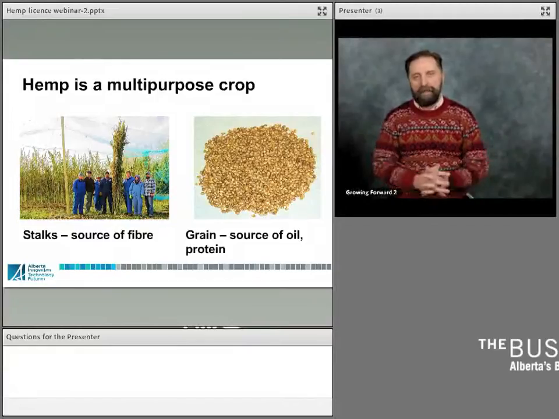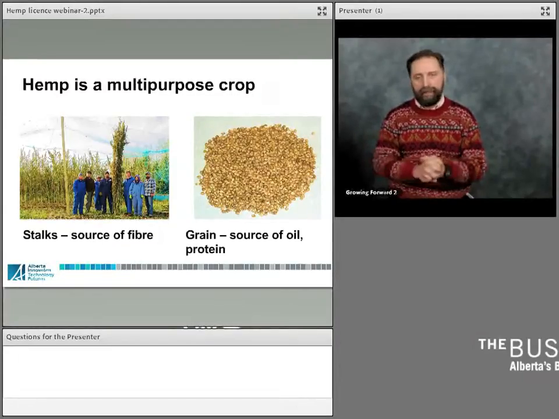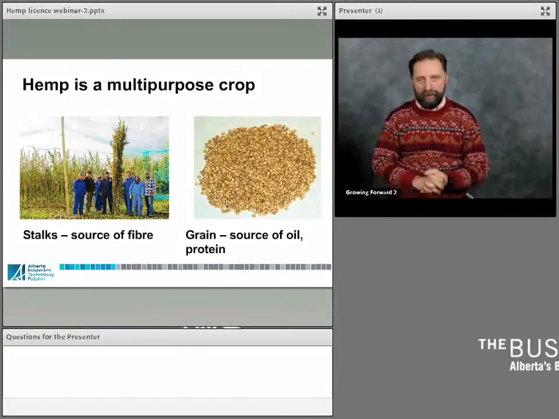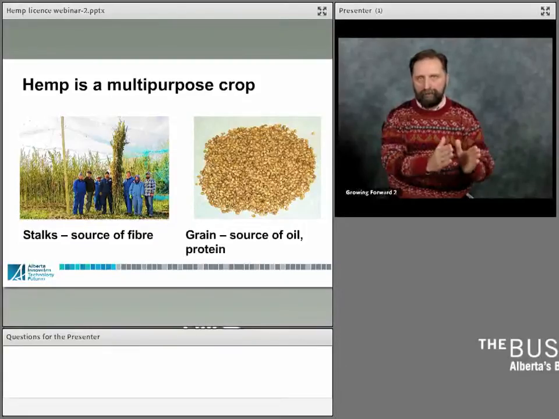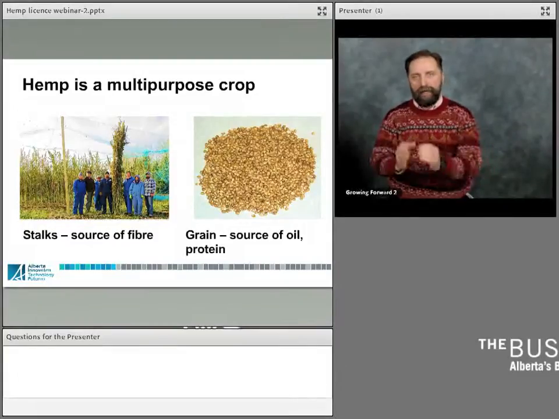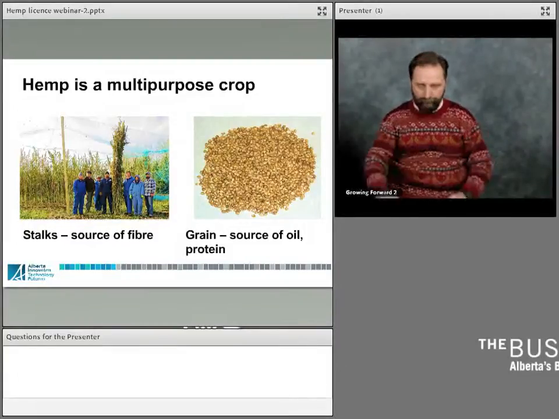And actually now in Canada, 90+% of the farmers are growing hemp to generate grain for oil and protein production. So keep in mind, hemp is a multi-purpose crop. You can grow it for fiber, you can grow it for grain, and you can grow it for both.